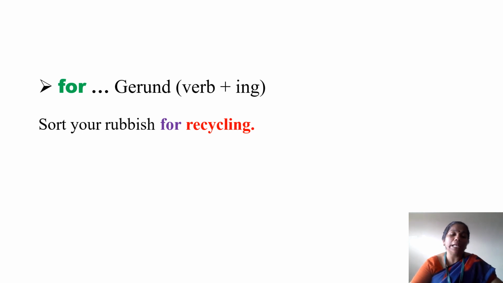So why do we call a gerund a verbal noun? Because it looks like a verb, at the same time it functions only as a noun. So this for has to be grammatically followed by gerund or the ing form of a verb.